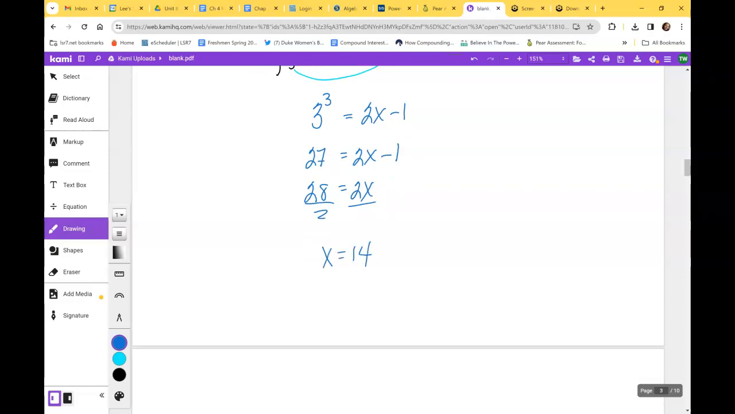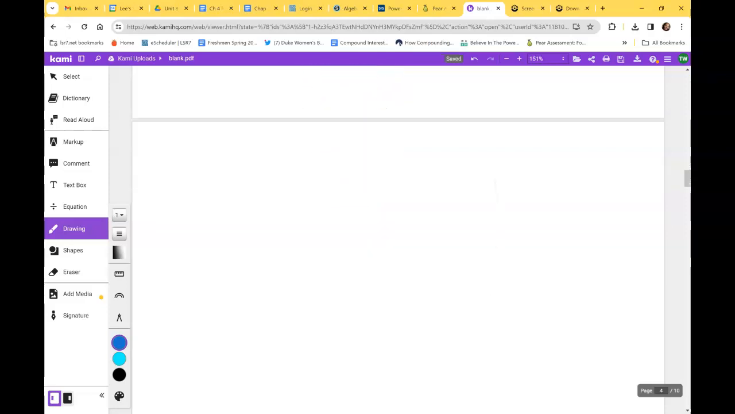Okay, so those are the 3 different situations I want to make sure that you know about. Okay, that moves us to another part of 4.4, and that's evaluating logs.